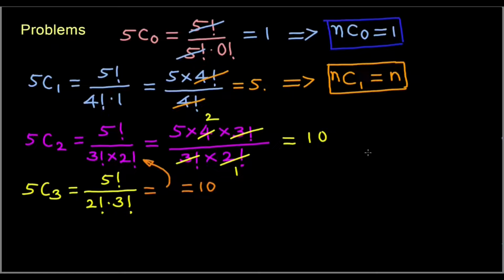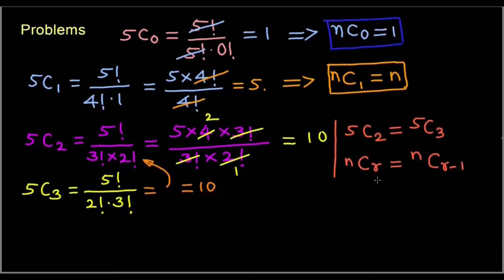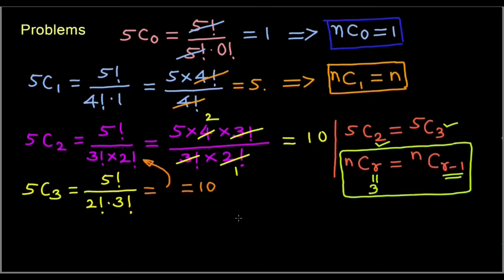So we conclude that 5C2 is the same as 5C3, or in short we can say that nCr is the same as nC(n-r). Here if r is this 3, then n minus r will be this 2. So you can remember this formula so as to avoid repeated calculations.